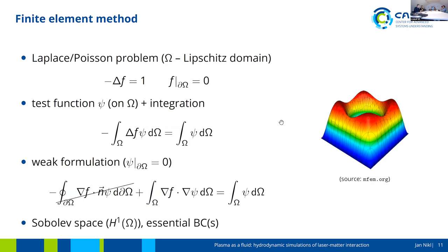Then we may choose some appropriate Sobolev spaces for this problem, like H1, for example, and include some essential boundary conditions like this Dirichlet boundary condition. So already due to the definition, all functions from this space will have zero boundary.